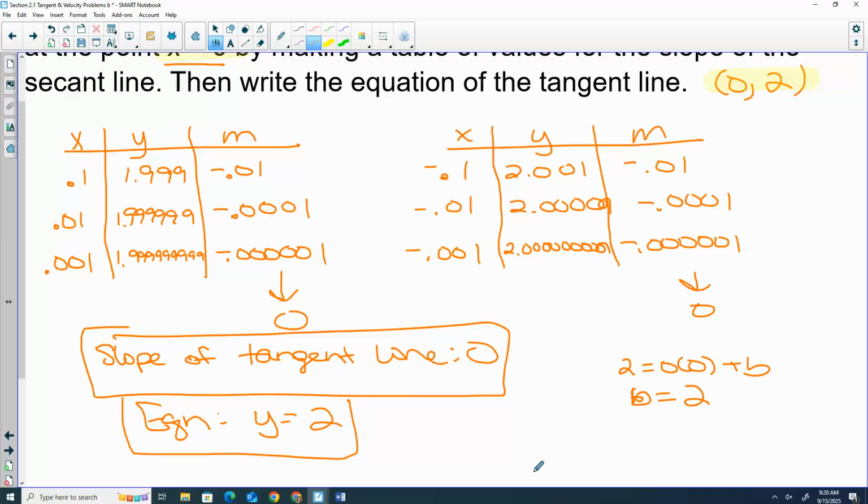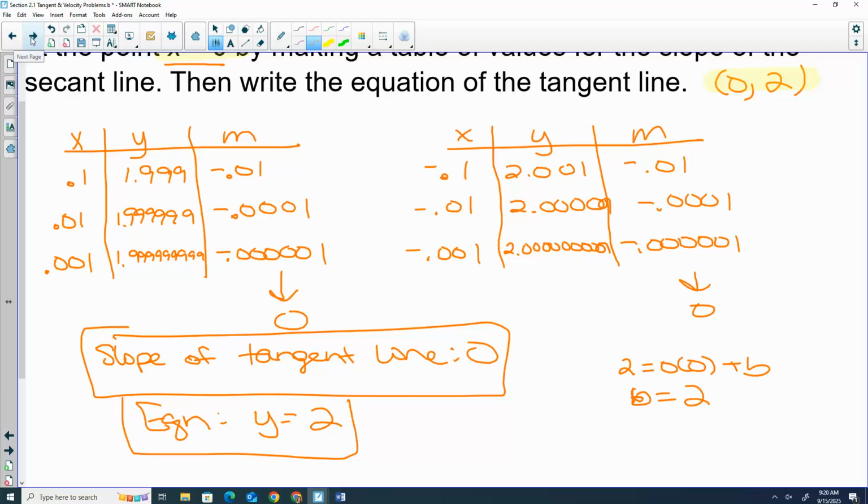Do you like having the table, do you like having the y column, or would you rather I just wrote a formula for the slope and left off the y's? Do you have a preference? You like having the y so you can think of it as subtracting ordered pairs? Okay.